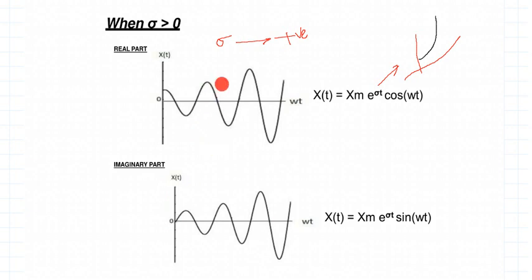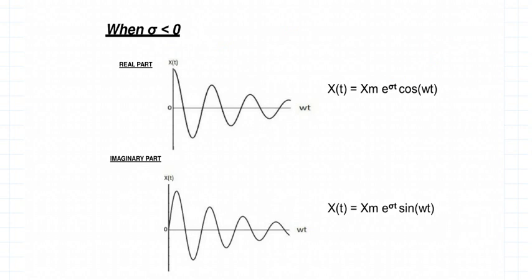So this is the cosine wave which is continuously increasing in magnitude because you are multiplying it with an exponential term which is increasing in magnitude. Similarly, you have a sine term which is continuously increasing in magnitude because you have multiplied it with an exponential term which is increasing in magnitude. So this is the effect on the real part and the imaginary part when we have taken sigma greater than 0. Now we'll move to the next case, when sigma is less than 0. What is the effect of it on the real part and the imaginary part of the complex signal x(t)?